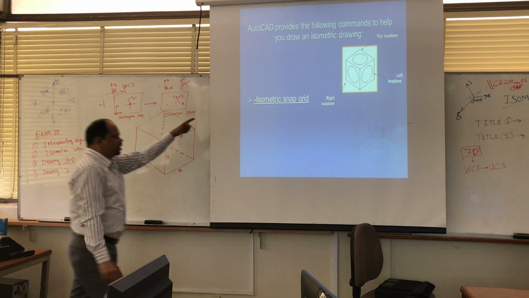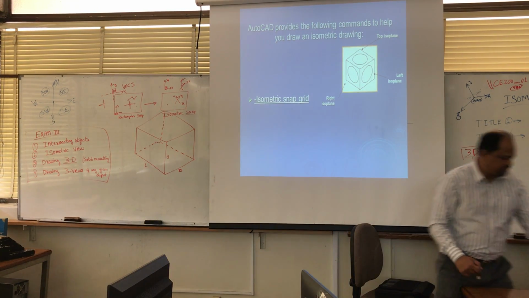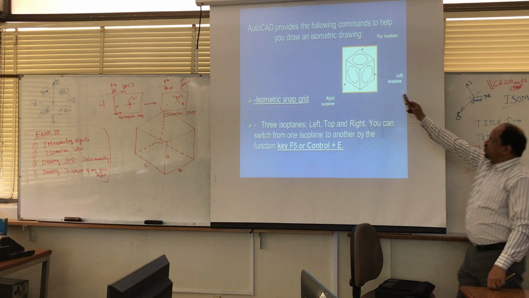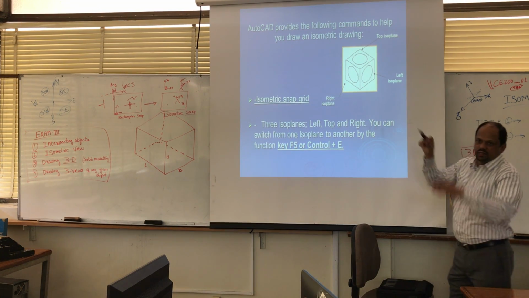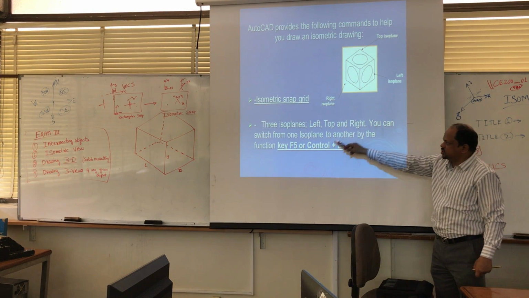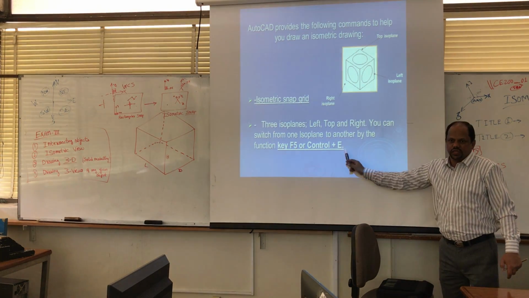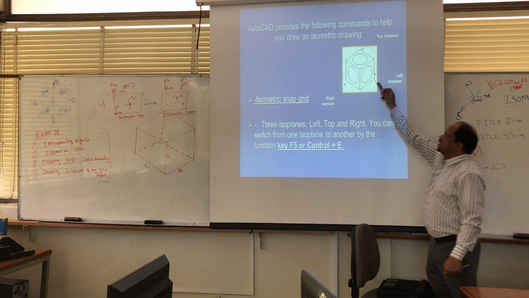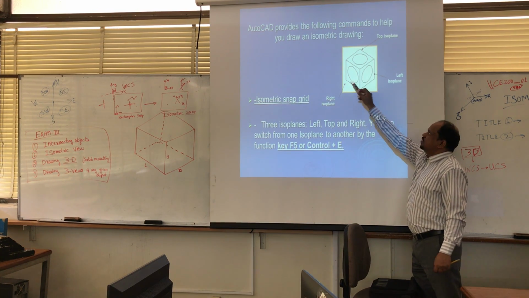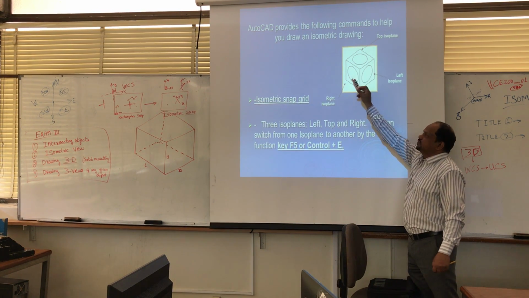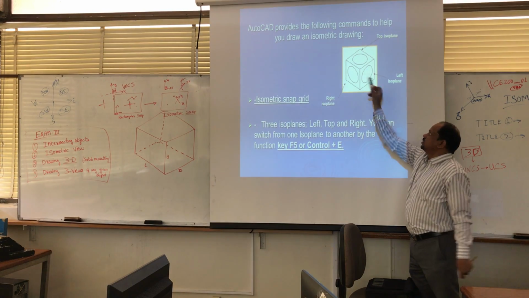Now after that, the second step is that you can move from one isoplane to another isoplane, from one surface to another, by just pressing the F5 key on your keyboard in AutoCAD, or Control E. What do you mean by that? I want to draw a circle here. I draw it. Then I want to draw here. How to move the cursor from this plane to this? Just press F5. It will move here.